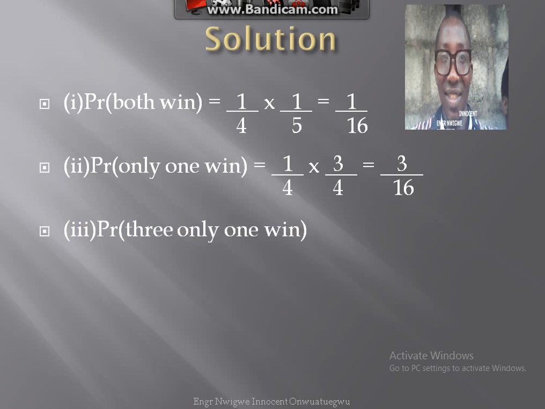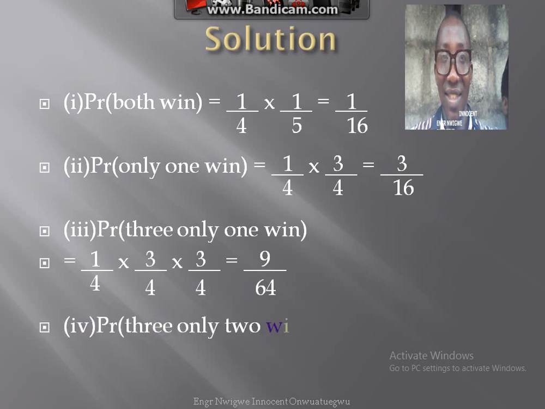The probability that only one wins, of the 3 children, only one wins. We have 1 over 4 times 3 over 4 times 3 over 4, which gives us 9 over 64. (iv) The probability that only 2 win: we get 1 over 4 times 1 over 4 times 3 over 4, which gives us 3 over 64.